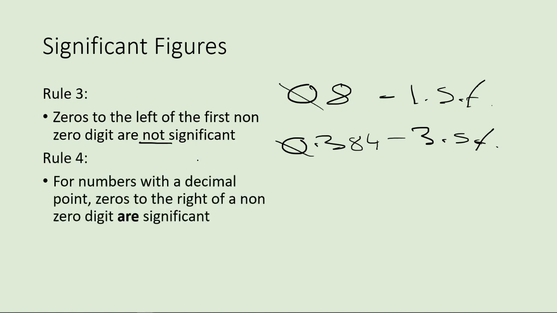The fourth rule, for numbers with a decimal point, zeros to the right of a non-zero digit are significant. So for example, 0.480 has a 0 to the right of this 8 here, which is non-zero, and so that is a significant figure, and so that would have 3 significant figures.